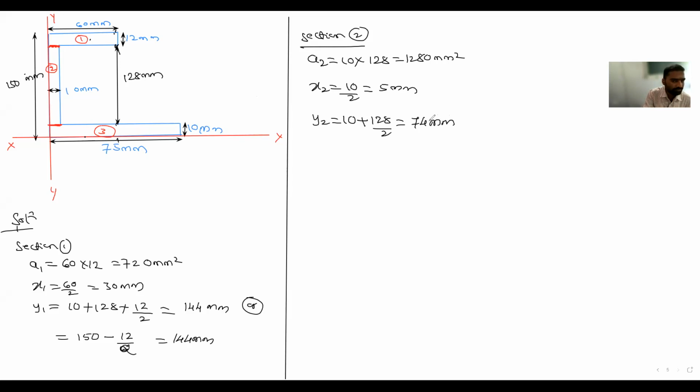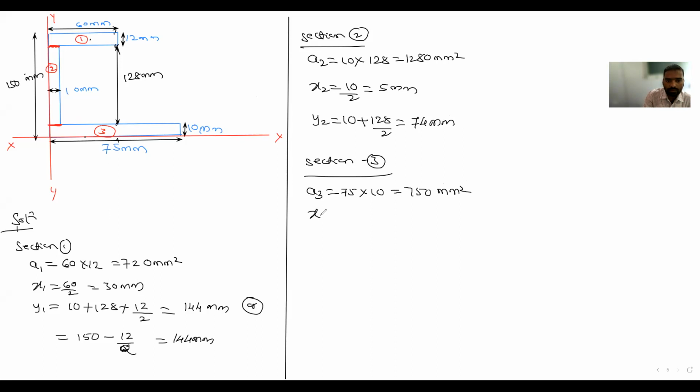Is it correct? 74? Yes. Next, section 3. So now section 3 is this bottom plate. The bottom plate has area A3 equal to width, how much? 75, into what is the depth? 10 mm. So 750 mm square.